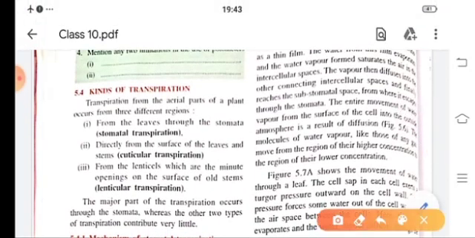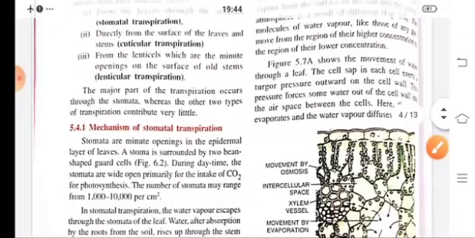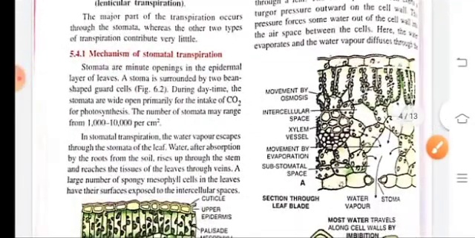Now, kinds of transpiration, children. Transpiration is done from the aerial parts of the plant, and it is done from three different regions. First is stomatal transpiration. Then directly from the surface of the leaves or the stem, it is known as cuticular transpiration. And from the lenticels which are present on the older stem, it is known as lenticular transpiration. The major portion of the water is transpired through the stomata.